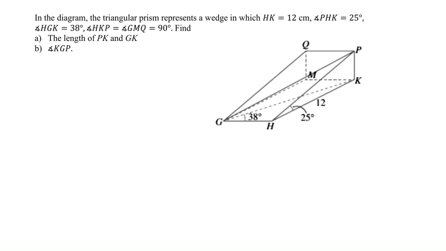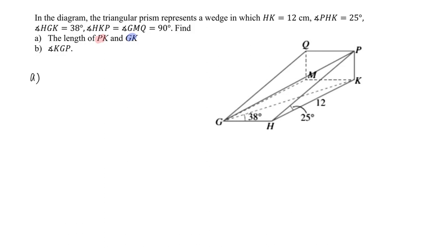Hello everyone, welcome to this problem where we are given a triangular prism which represents a wedge and some of the dimensions are given. Now the key of this particular problem is, are you able to identify key right angle triangles to help us to solve? Alright, so for part A, there are two lengths we are required to find, PK and GK.